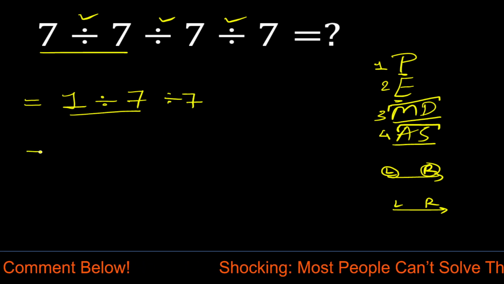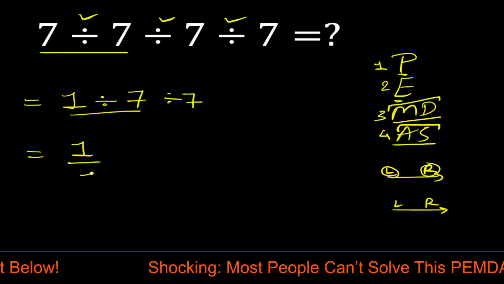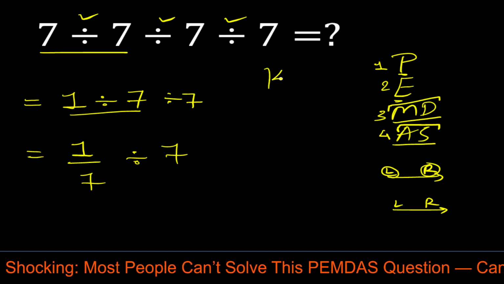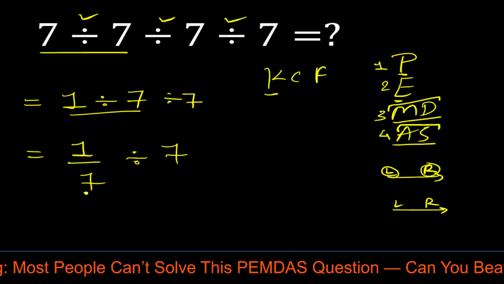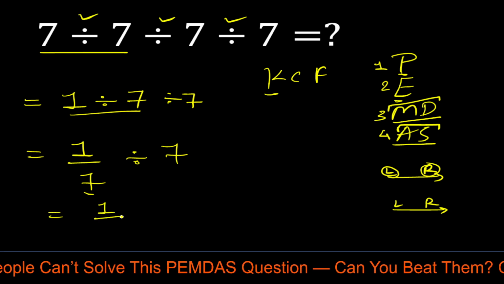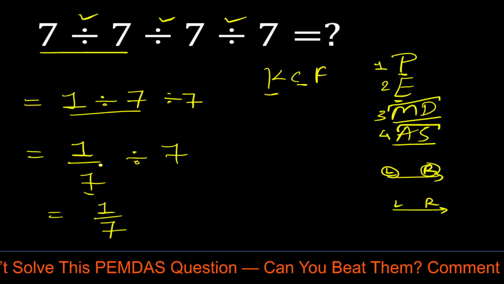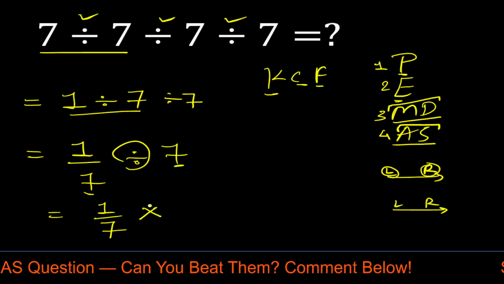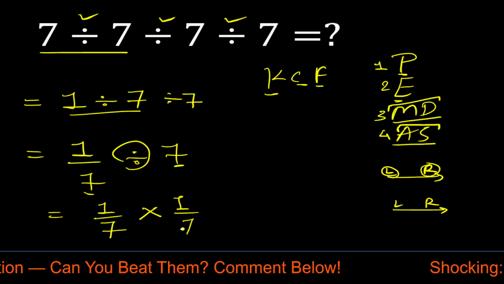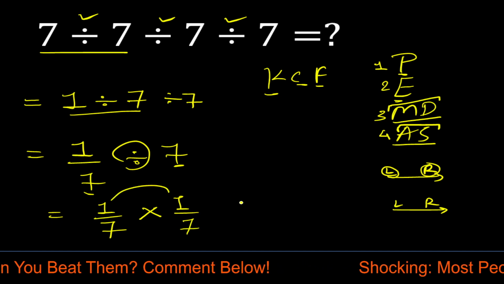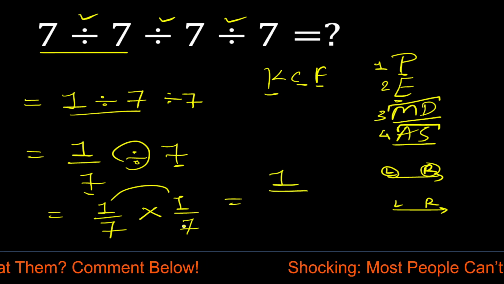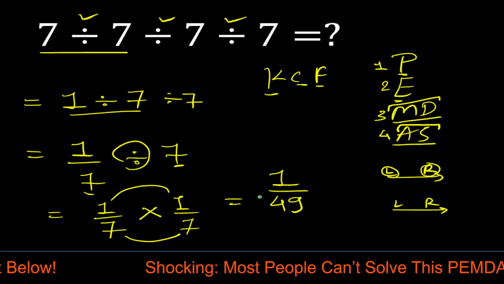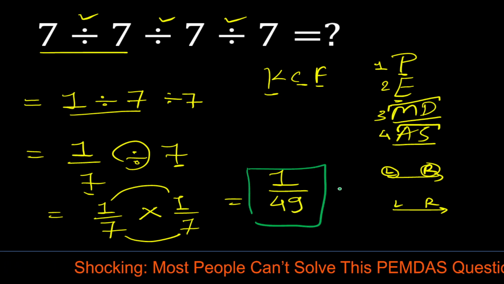Now 1 divided by 7 can be written as 1 upon 7 divided by 7. So now according to KCF rule, K means keep this first fraction 1 upon 7 as it is same. Then C means change this sign from division to multiplication. Then F means flip this 7 is equal to 1 upon 7, right? Now 1 times 1 is equal to 1, and 7 times 7 is equal to 49, right? So the correct answer is 1 upon 49.